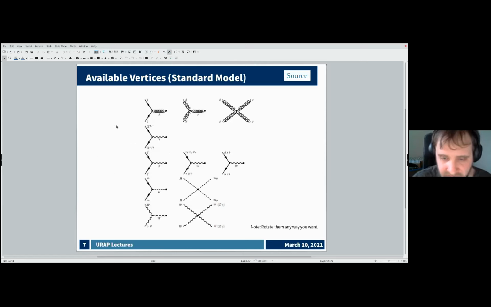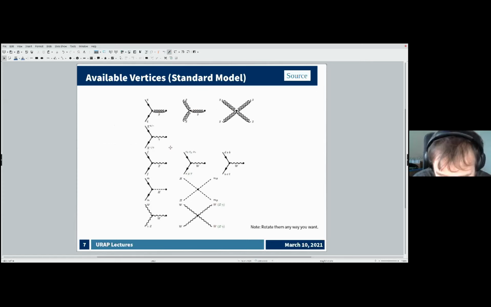Okay, so those are the particle types. The other key is the vertices, right? And so here is again just a summary of all the possible vertices in the Standard Model. Sort of on top, you have the vertices that are related to the strong force, so basically anything to do with the gluon interaction.